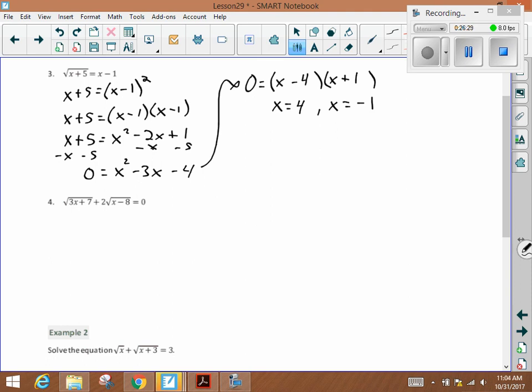Let's check it though. So is it true that, I'm checking the answer, x equals 4, the square root of 4 plus 5, rather, is equal to 4 minus 1?